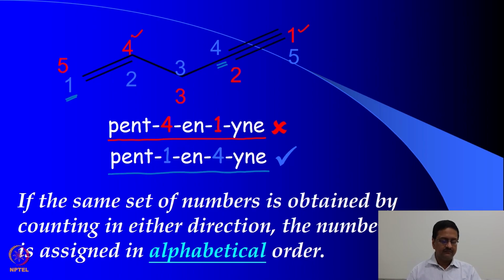So, here the rule is, if the same set of numbers is obtained by counting in either direction, the number is assigned in alphabetical order. So, 'en' comes before 'yne'. So, 'en' gets number 1 and 'yne' gets number 4, and that is why we write pent-1-en-4-yne as the name of this molecule.